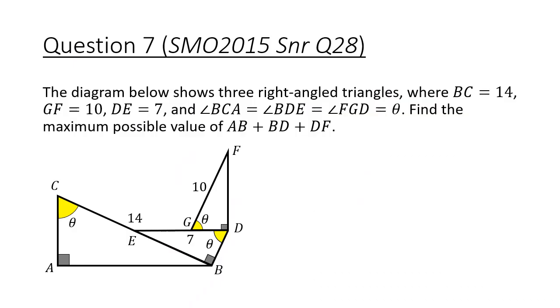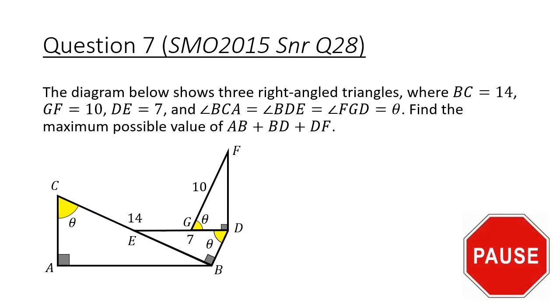Question number 7. The diagram below shows three right-angled triangles where BC equals 14, GF equals 10, DE equals 7. We are given that angles BCA, BDE, and FGD are all the same, equal to theta. Find the maximum possible value of AB plus BD plus DF. Pause the video here and give this question a good try.